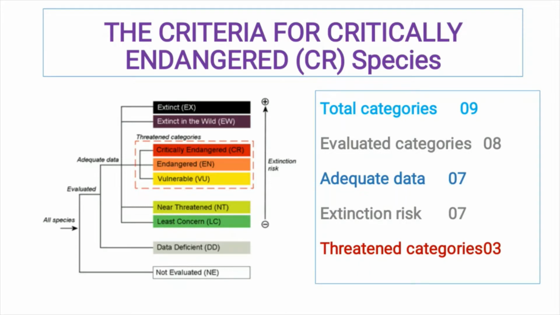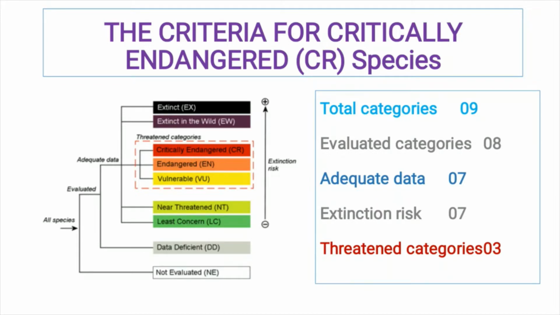Out of these 8 categories, 7 categories include the taxa about which we have adequate data, and these are under extinction risk. Out of these 7 categories, 3 categories are considered as threatened categories. These threatened categories include critically endangered taxa, endangered taxa, and vulnerable taxa. So the focus of this video is the criteria that are used to categorize any taxa as critically endangered.